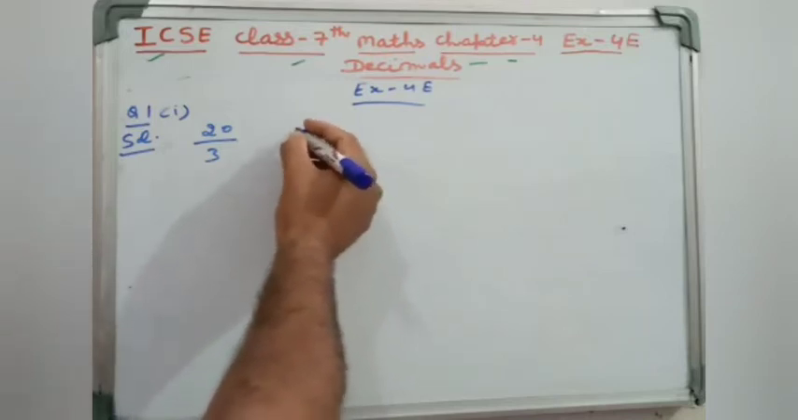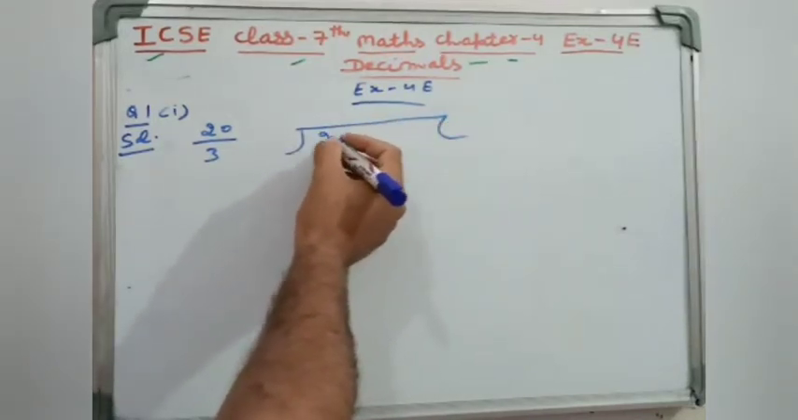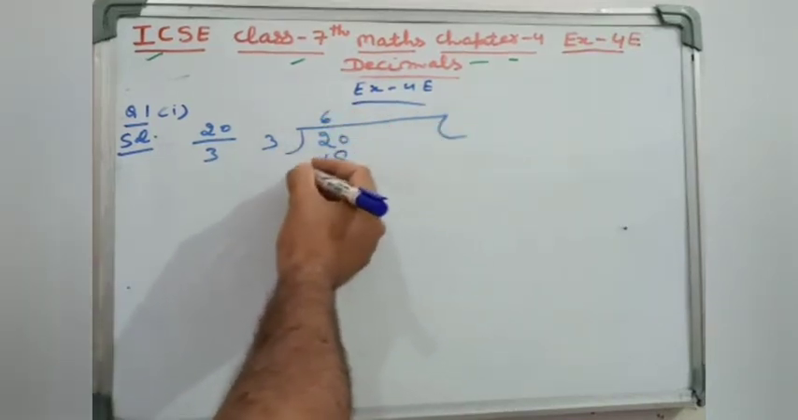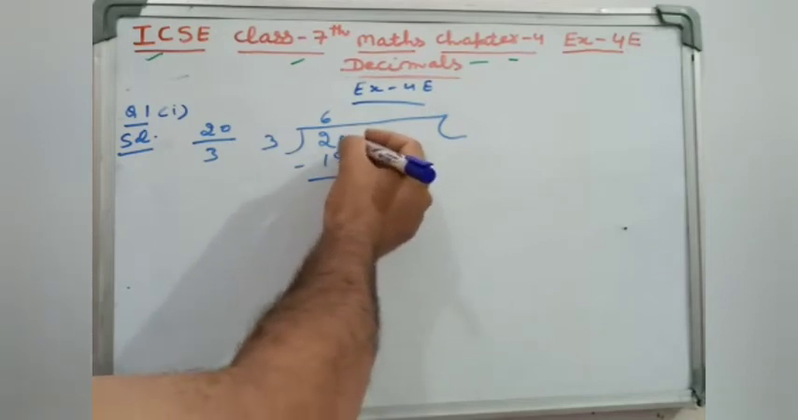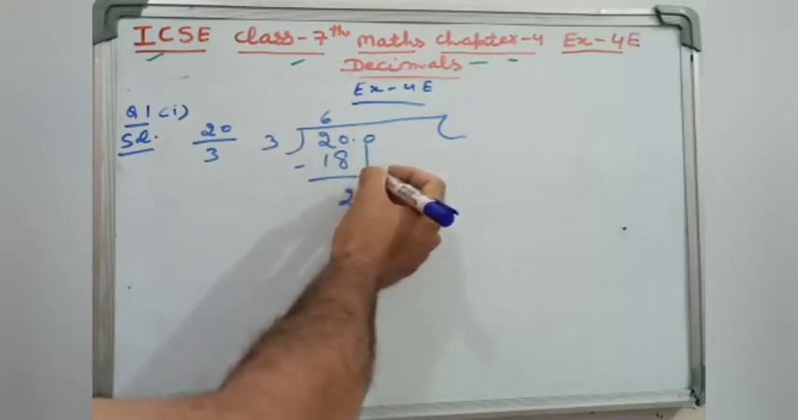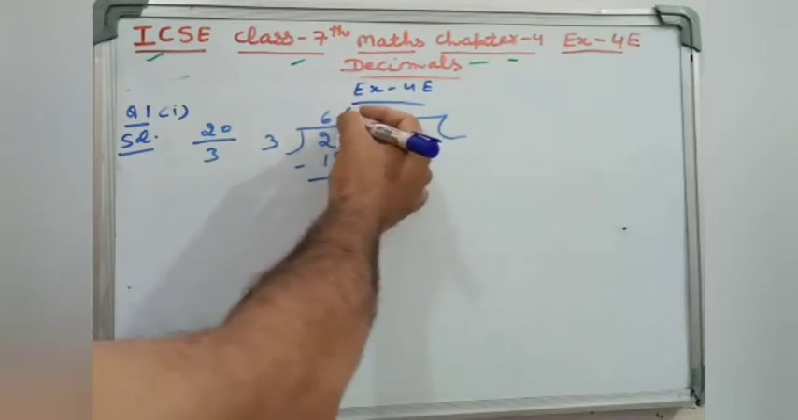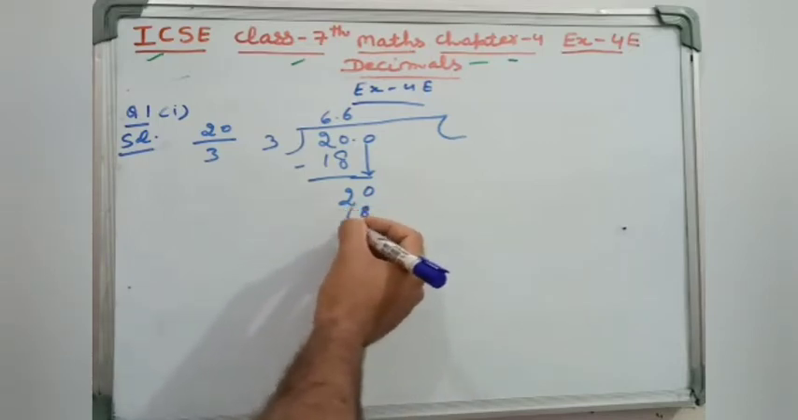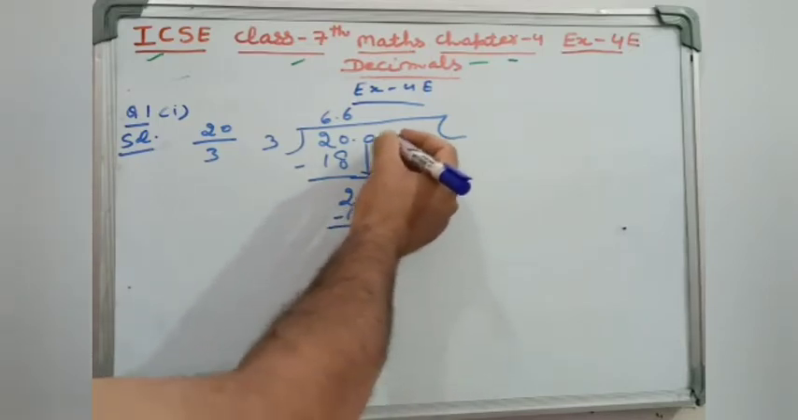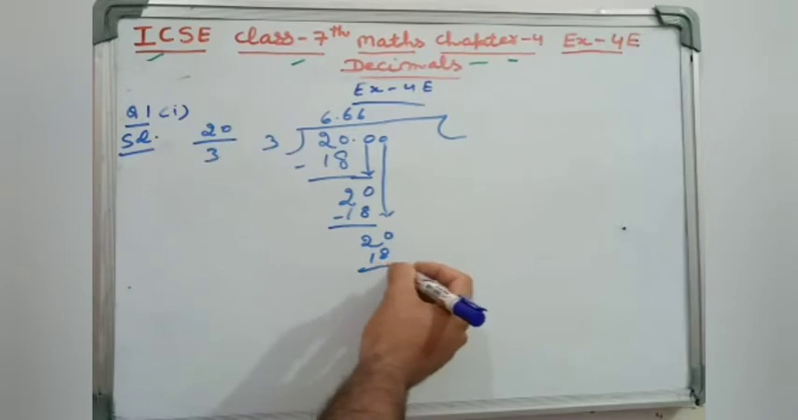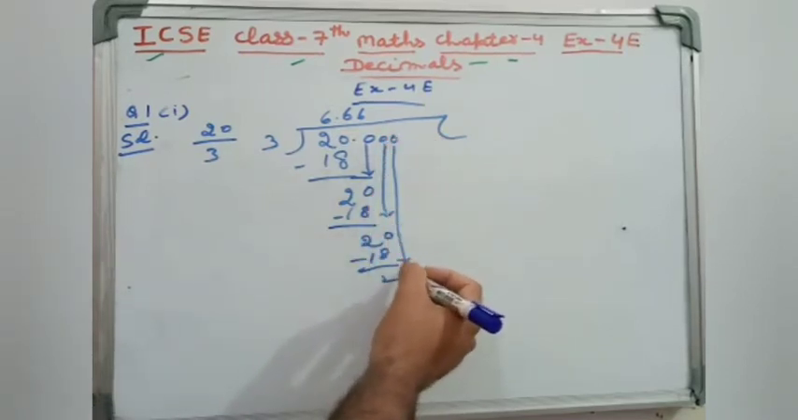So we will perform our long division method and divide 20 by 3. 3 6s are 18, minus, 2 remains. Put a decimal here. 2 is smaller, so we make it bigger by taking 0 here. Again 6, 3 6s are 18. Again 2 remains, put 0 here. 3 6s are 18. Again 2 remains, put 0 here.